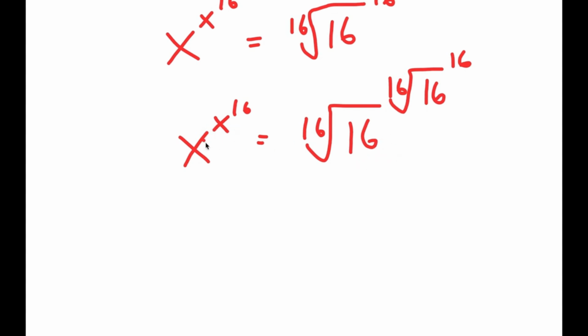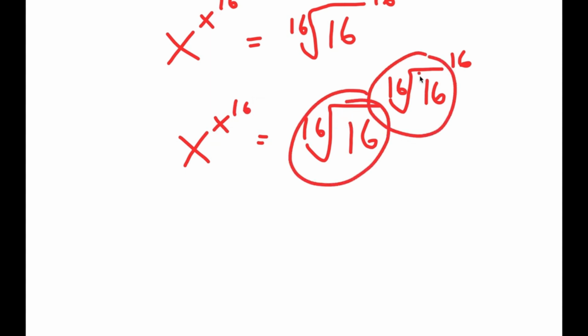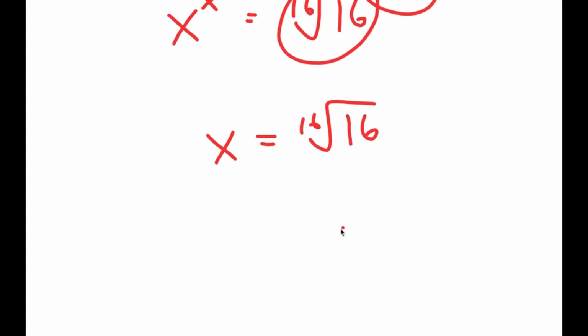Now, notice how this is in the form x to the power of x to the power of 16 is equal to the 16th root of 16 to the power of the 16th root of 16 to the power of 16, meaning x is equal to the 16th root of 16.